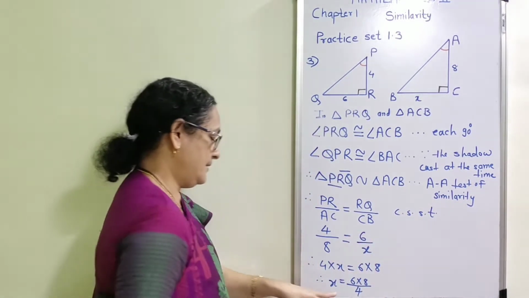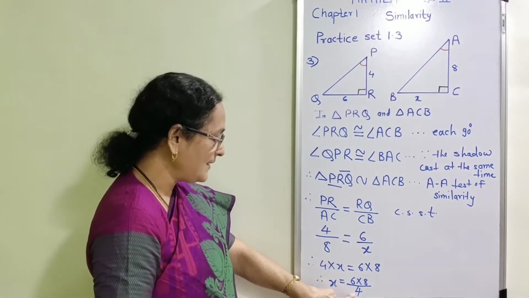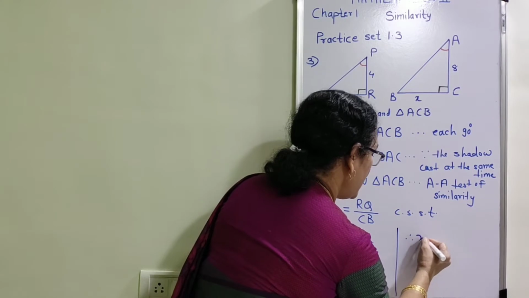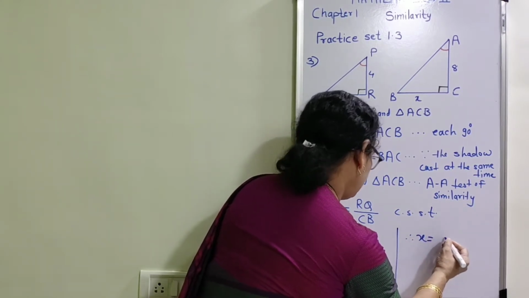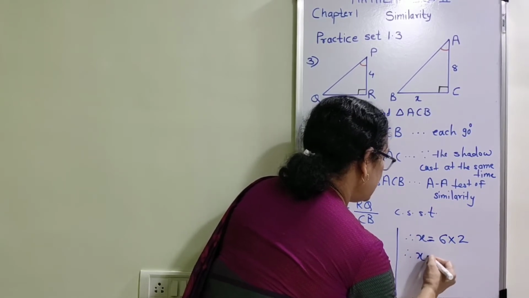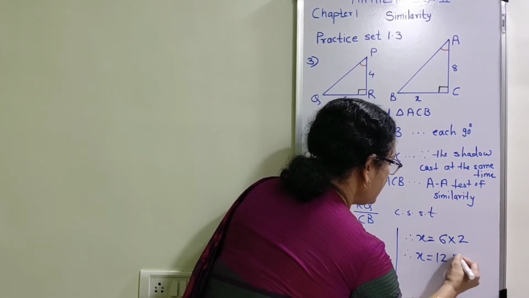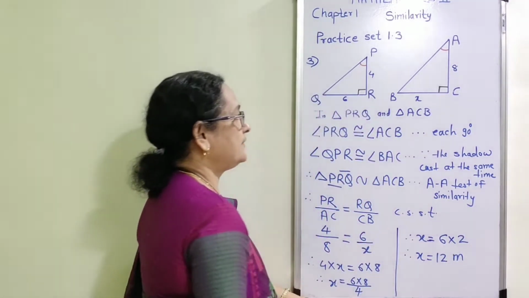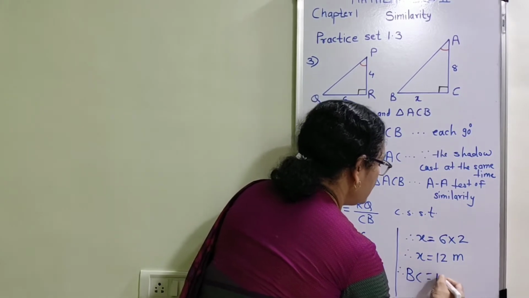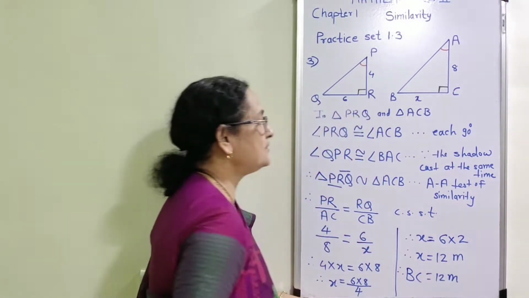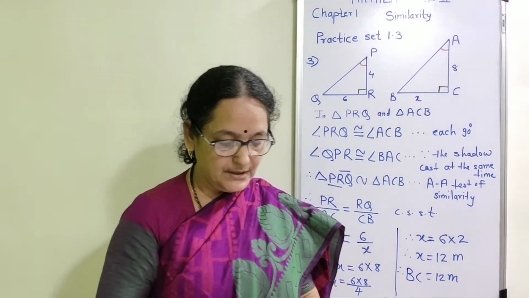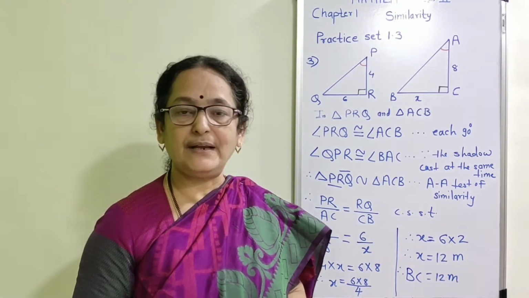When we divide 8 by 4, you will get 2. And therefore, our final answer is X is equal to 6 into 2. Therefore, X is equal to 12. Since the unit is given as meter, it is equal to 12 meter. Therefore, BC is equal to 12 meter. Write your answer in words: the shadow of the bigger pole is equal to 12 meter.